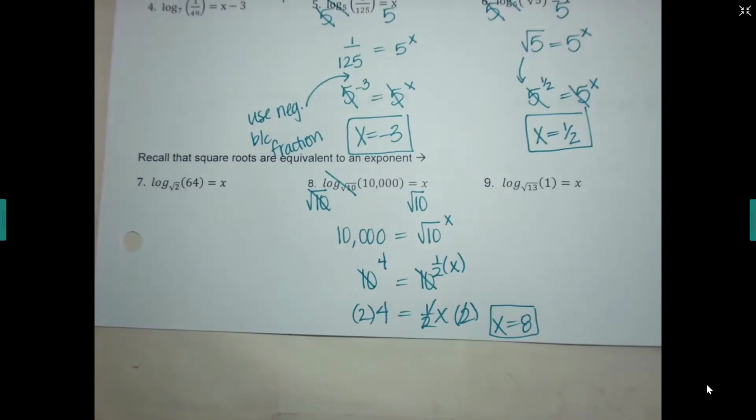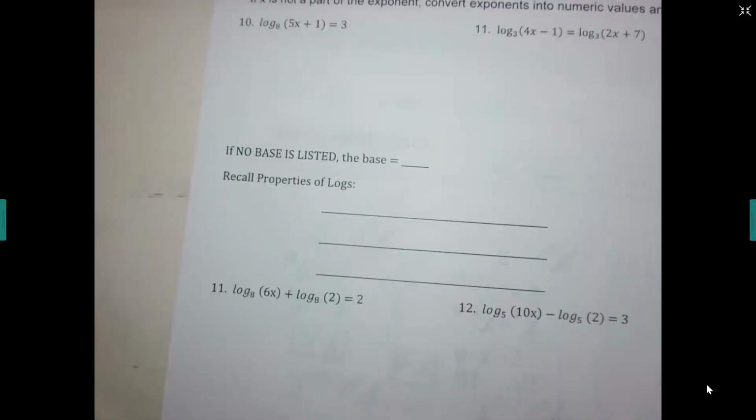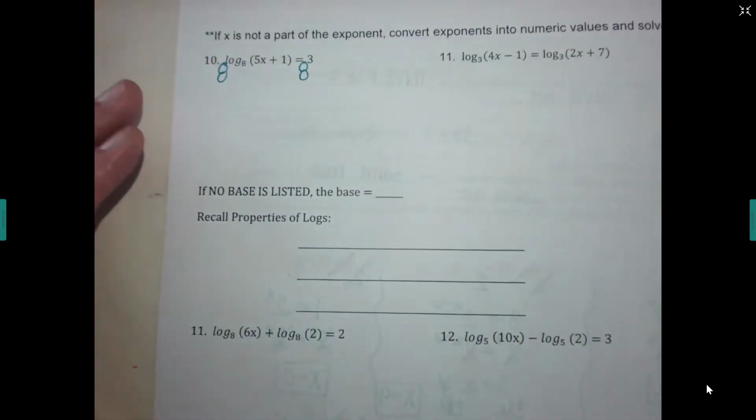All right. On the next page, let's do number 10. How do I get rid of a log little 8? Big 8. So I'm going to do big 8 here, big 8 here. My big 8 on my log little 8 are going to cross out. That just leaves me with the 5x plus 1 equals 8 to the 3.